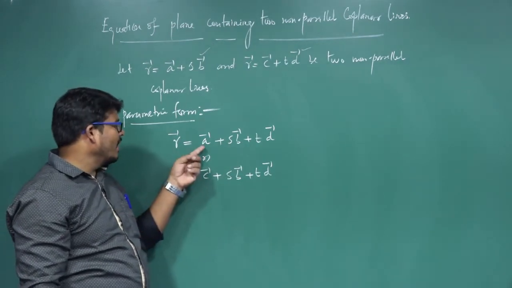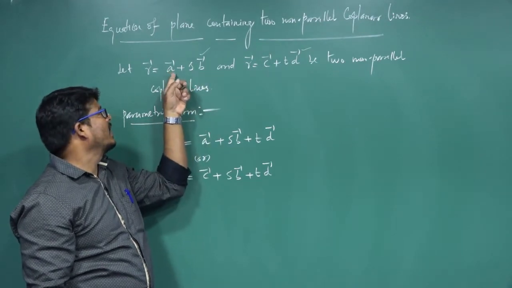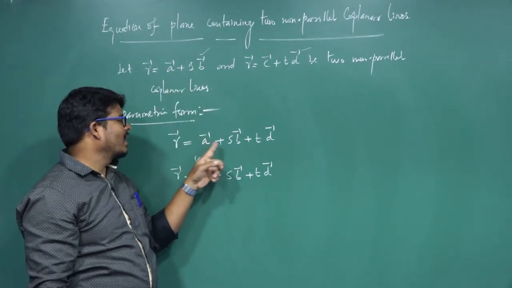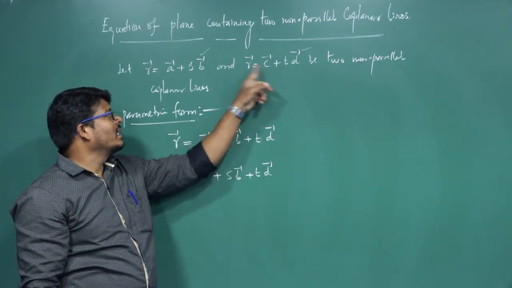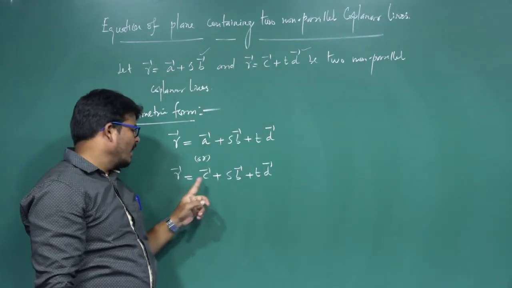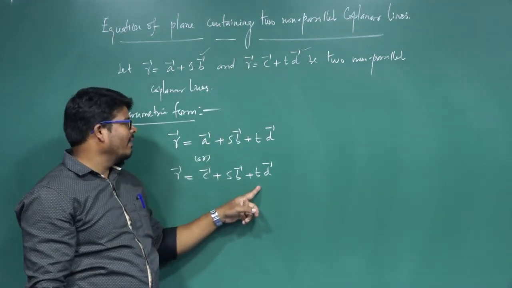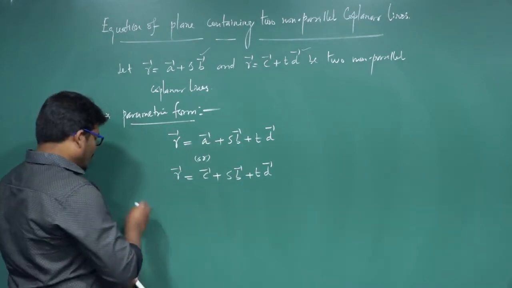So r vector equal to a vector, taking any one of the points a or c, plus the two non-parallel vectors b and d. Next, taking the point c, r vector equal to c vector plus s b vector plus t d vector is the parametric form of the vector equation. The next one is the non-parametric form.